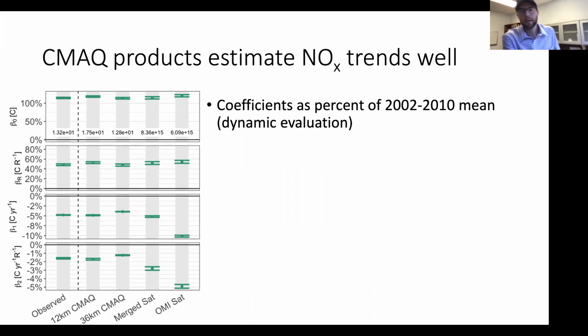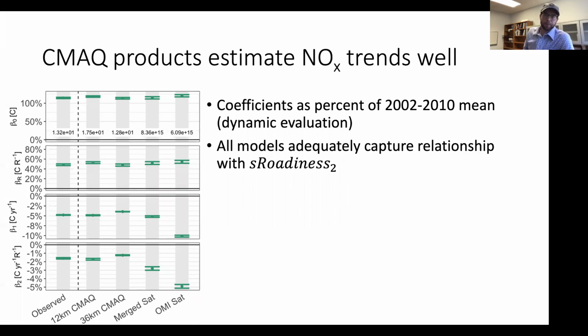So we used this approach to look at CMAQ products and the satellite products. This is just for NOx, and this analysis was run just from 2002 to 2010, when we had all these products available. One thing to note is that these coefficients are presented as a percent of the mean from 2002 to 2010. All of the models and metrics do a pretty good job of calculating that average concentration as a percent of the mean and the average relationship with road proximity as a percent of the mean.